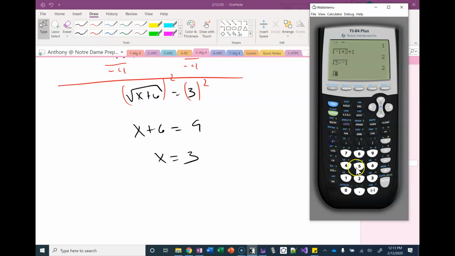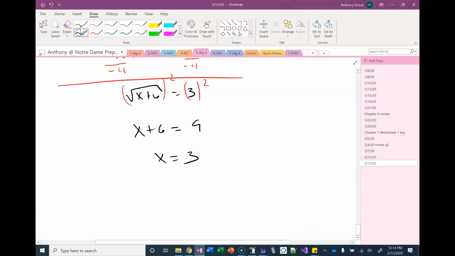All right, so we have 3, or square root 3 plus 6 minus 2. That gives me 1. And then square root 3 minus 2. That also gives me 1. So this answer works, and I'm finished. We'll stop.